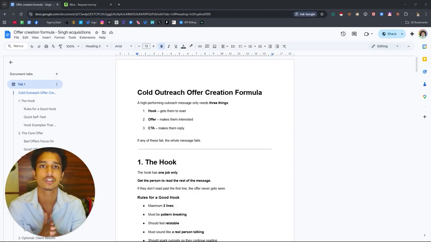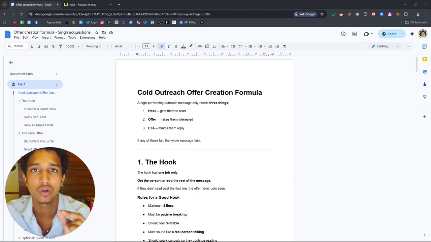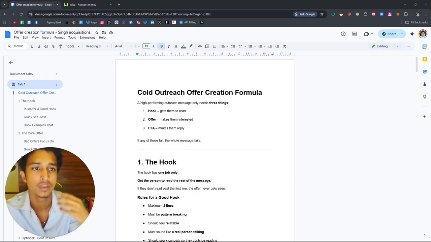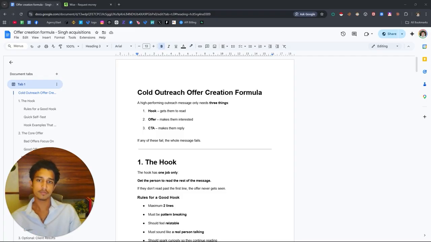I'm not going to go through surface level things. I'm going to show you exactly what you need to do, and even examples of that. Okay, so let's get started. There are three main things, and of course you've probably heard of this, very simple: hook, offer, and CTA.